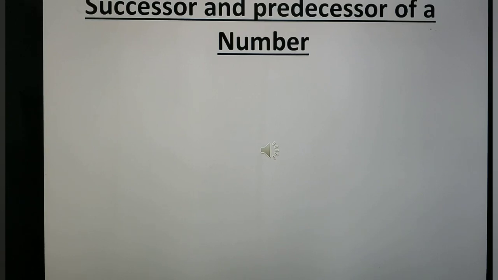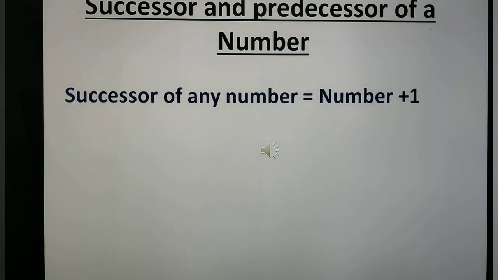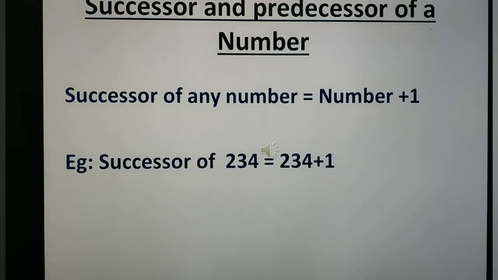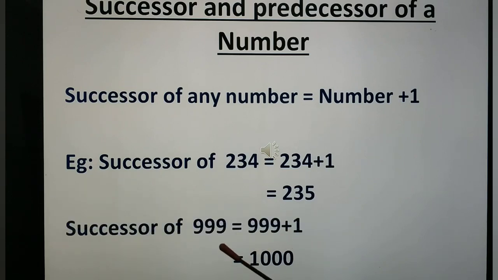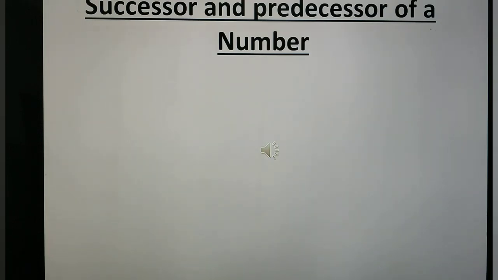Now, successor and predecessor of a number. I told you a one-line definition. That is, successor of any number is that number plus 1. Here is an example: successor of 234, add 1, that is equal to 235. Another example: successor of 999, 999 plus 1, then 1000.